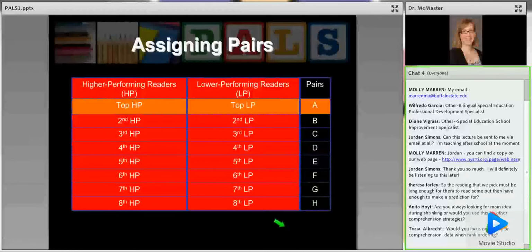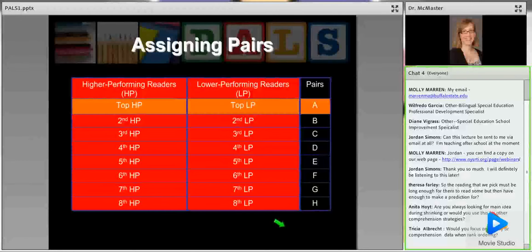And yes, Tricia asked, would you focus on fluency or comprehension? I would tend to use fluency data just because it's normally easier to get and a pretty good indicator of kids' general reading proficiency. You could certainly use comprehension information, and that might give you a little bit more insight as to who would be a good match with each other. But fluency data would be perfectly acceptable to use, and I think would be quite accurate.